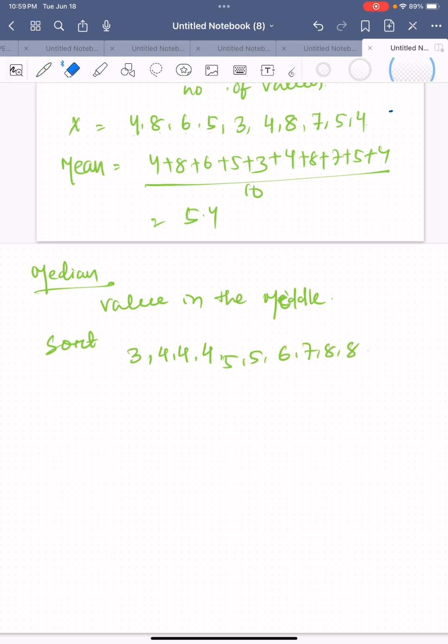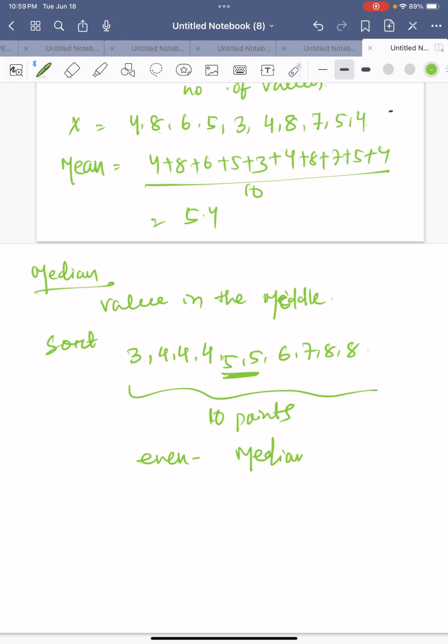In this case, we have 10 data points. If the number of data points is even, the median is the average of the middle 2 points. So the average of 5 and 5 is equal to 5. But in case we have a data set, let's say 1, 2, 3, 4, 5, the median value would be 3, because 3 is in the middle.